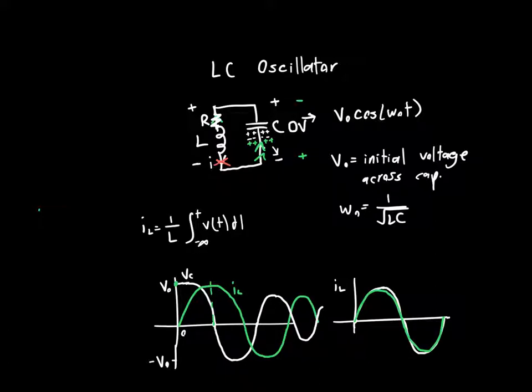So if we wait for long enough, the oscillation will die out completely, and both the current and the voltage will go to zero. And so that's what happens when we add a series resistance to the inductor, or similarly, a parallel resistance to the capacitor.